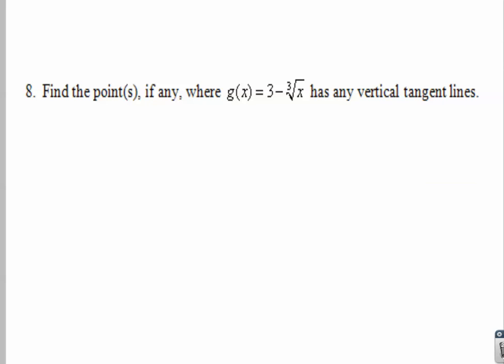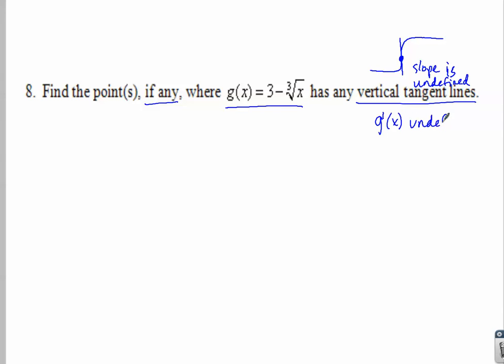Let's look at a couple other examples that deal with needing to do implicit differentiation. Find the points where, if any, there may not be any, where g of x has any vertical tangent lines. Think about what that means. A vertical tangent. The slope is undefined. The slope is undefined. Well, what is slope? Derivative. So g prime has to be undefined. Where is g prime undefined?